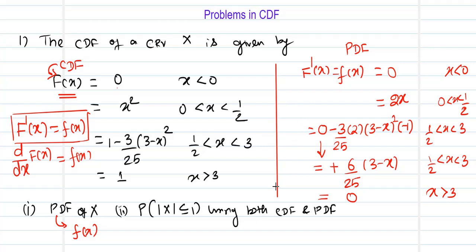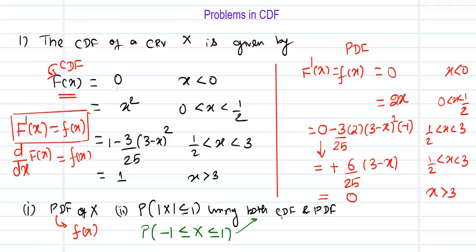Now moving on to the second subdivision. What we want is to find the probability of mod x less than or equal to 1 using both CDF and PDF. Let us see what is meant by this. When the modulus sign is given, the quantity takes both positive and negative values. So this can be expanded as: the range of x is between minus and plus of this a. What is our a? Minus 1 less than or equal to x less than or equal to 1. This is what we are going to estimate using both CDF as well as our PDF.